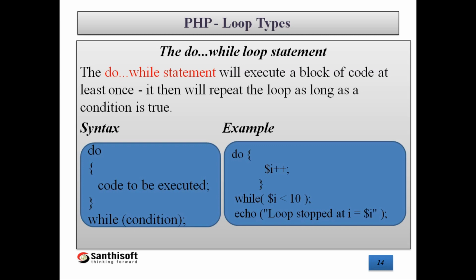Example: do i plus plus. That means if the value of i is 10, it will display 11. Even if the condition is false, the output is 11. While the condition is i less than 10, echo loop stopped at i equal to, the value of i. So this is the difference between the while loop and the do while loop. Thank you.